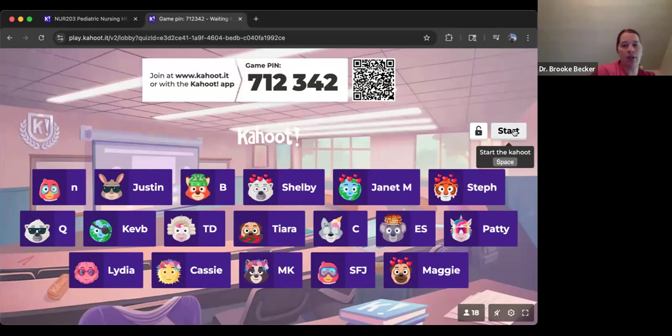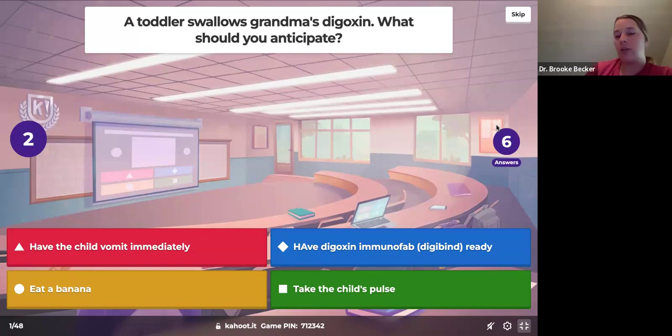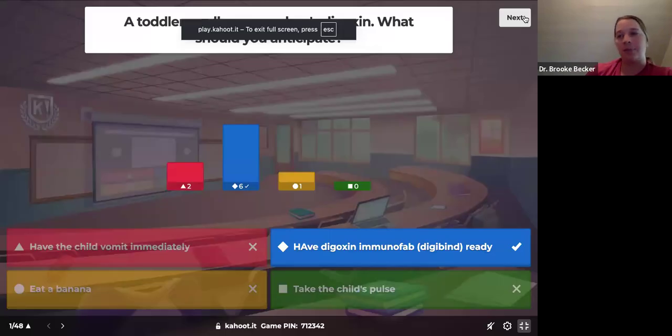Toddler swallows grandma's digoxin. What should you anticipate? Red is have the child vomit immediately. Blue is have digoxin immune fab ready. Yellow is eat a banana. And green is check the child's pulse. Yes, Digibind. Have that ready so that it can bind with the digoxin and hopefully the kiddo doesn't get toxic. Good.